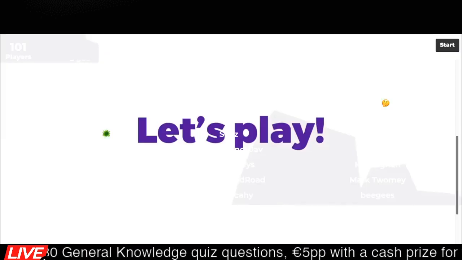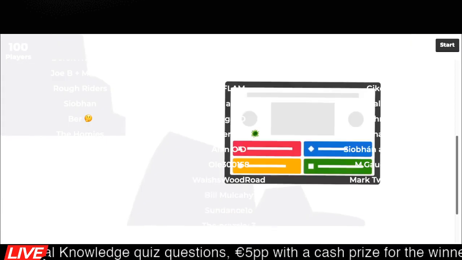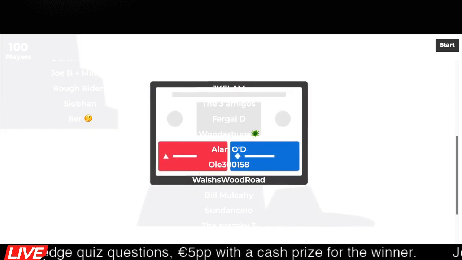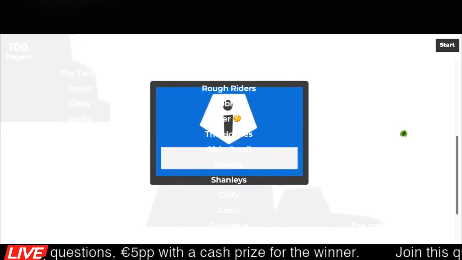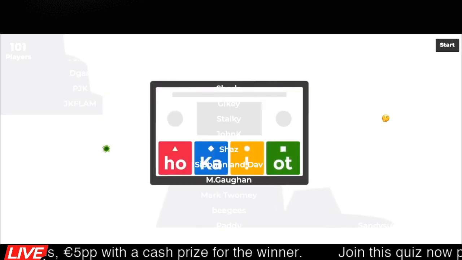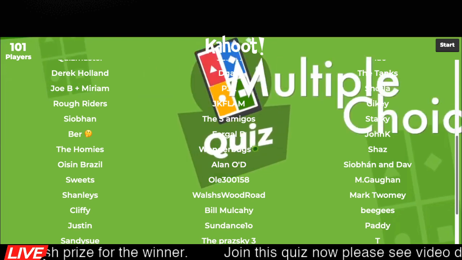Here are some of the types of questions we will be asking: multiple choice, true or false, picture, sequence puzzles, open-ended. Let's take a closer look at some of these questions.